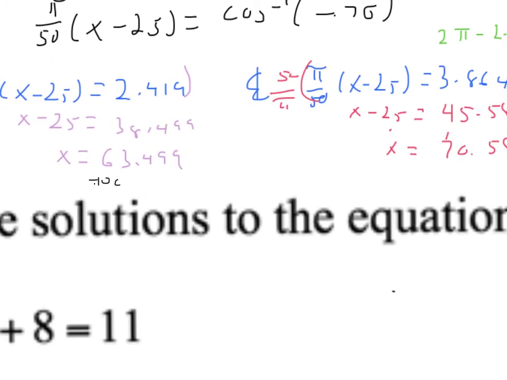Subtract 100, subtract 100, and we get that x was also equal to negative 36.501. And when we subtract 100 from this one, x is equal to negative 29.418. So those are the 4 x values for that one.